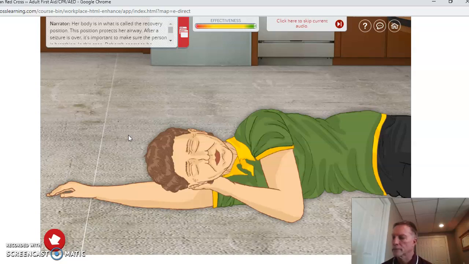After a seizure is over, it's important to make sure the person is breathing. In this case, Deborah seems to be breathing fine, although she's a little shaken up. After a person has a seizure, it's very possible he or she will be unresponsive or not alert at first. It's also possible for a person to feel drowsy, confused, or embarrassed if the seizure happened in a public place. That's why it's important to comfort and reassure the person, check for injuries, and stay on the scene until help arrives or until the person is fully conscious and aware of his or her surroundings. As you continue to monitor Deborah, EMS arrive to take over.